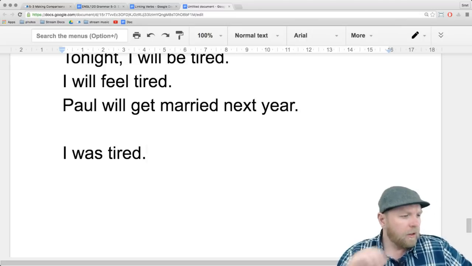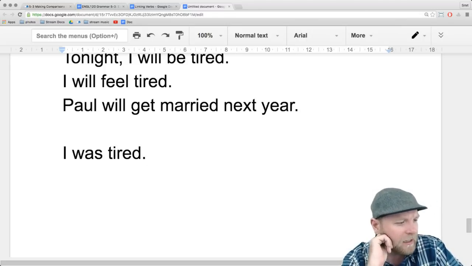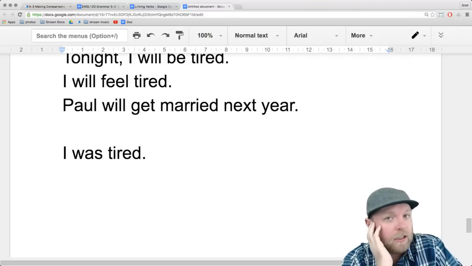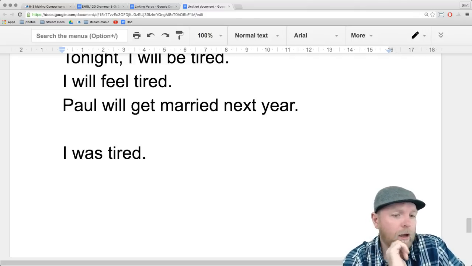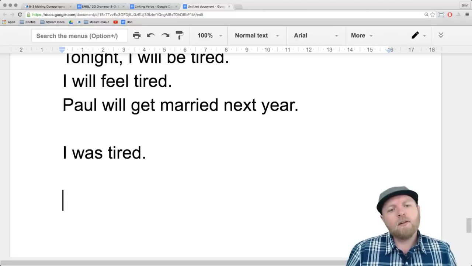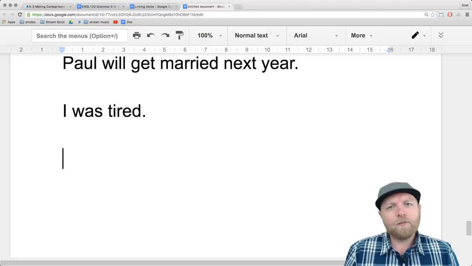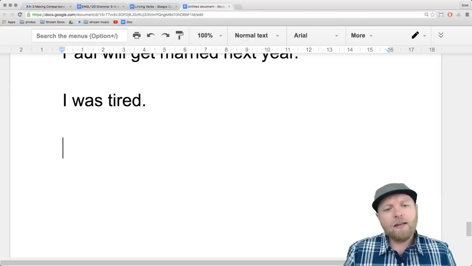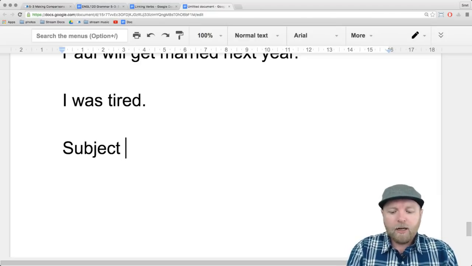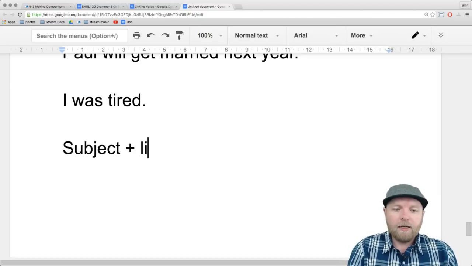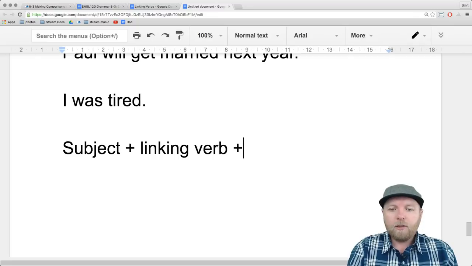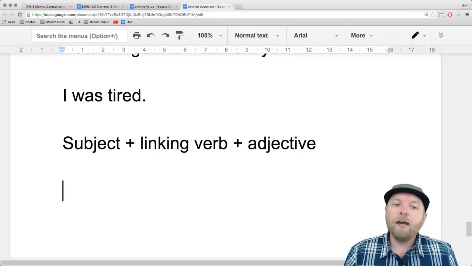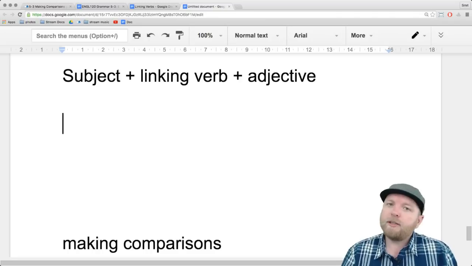Paul means, are they classed as past, present, or future, or just called linking verbs? I don't understand your question, Paul. I'm sorry. They're just called linking verbs, okay? Now let's remember, why are we talking about linking verbs? Because with linking verbs, we use a subject plus a linking verb plus an adjective, okay? This is really, really important, guys.